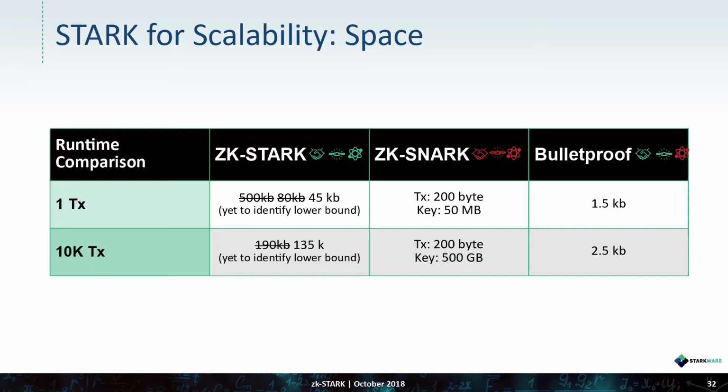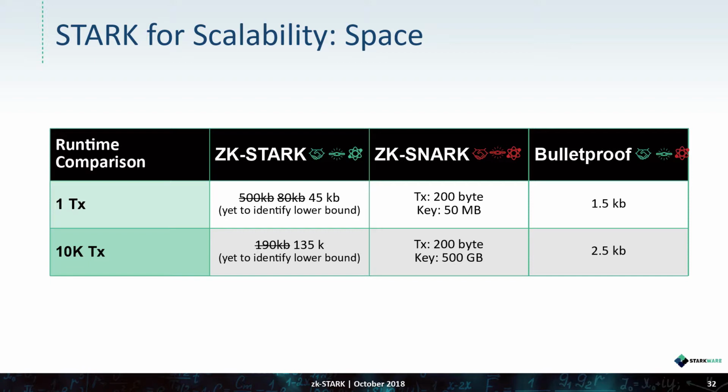So it should be roughly 45 kilobytes. That's still 200x larger than the 200 bytes of a Snark, and exactly 30x larger than in a Bulletproof. So definitely our proof sizes are larger. We do believe that these numbers are going to go down, and we don't know yet of a lower bound. But these are the numbers we're comfortable specifying right now.